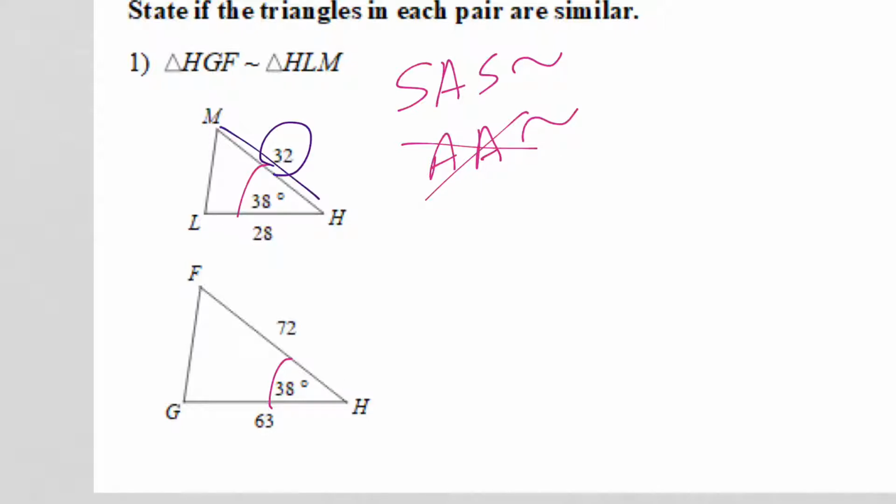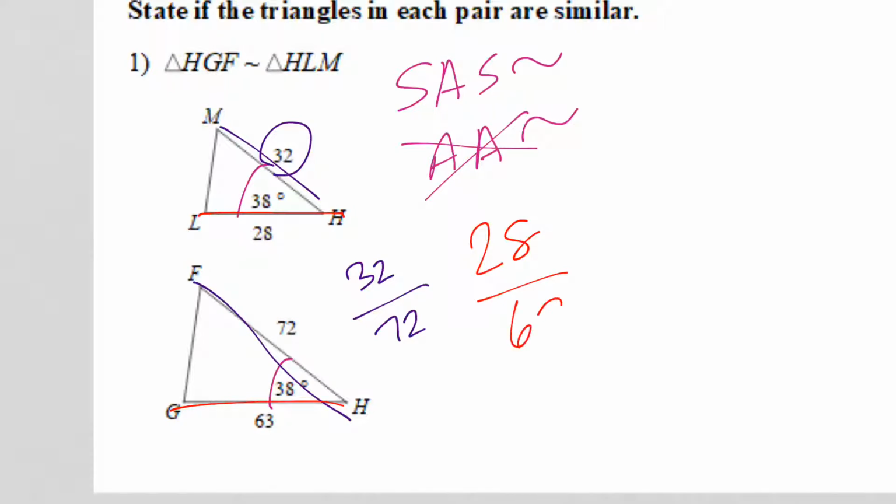So side MH, which measures 32, corresponds to side FH, which measures 72. And LH, which measures 28, corresponds to GH, which measures 63. If these 2 are congruent, then I could say that the sides are proportional, and therefore the triangles are similar by side-angle-side. So let's figure this out.